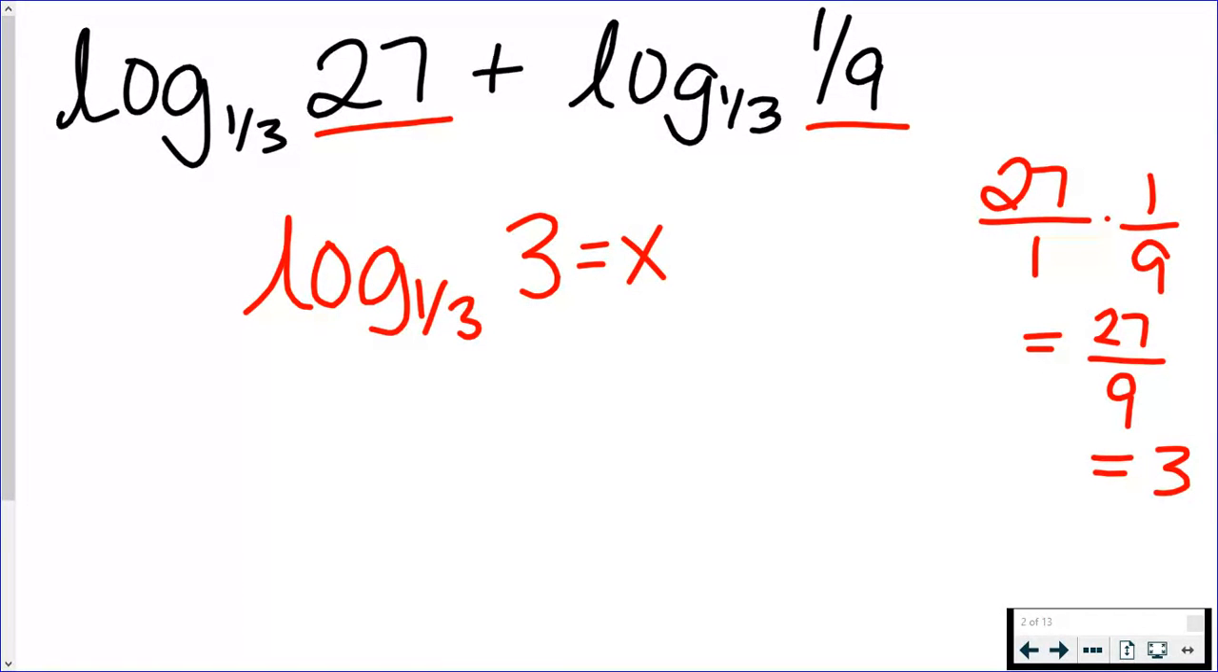Just like the previous problem, I'm going to set it equal to x and convert this to exponential form. So the 1/3 was the base of the log. Now it's going to be the base of the exponent of x. And I'm writing it in a different order than last time just to show you that it doesn't matter which one is on which side. I'm trying to figure out how to go from 1/3 to 3.